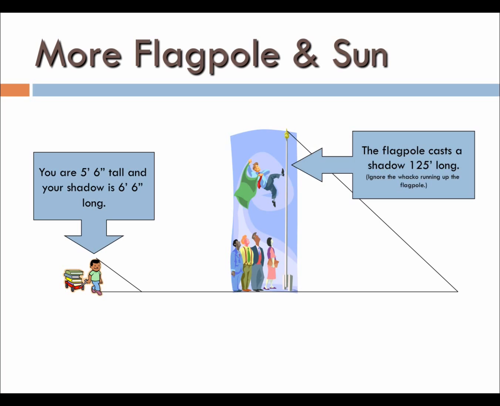We know how tall Johnny is. We know how long his shadow is. Those are easily measurable things. We can easily measure the shadow of the flagpole. Just lay a ruler out on the ground and measure the shadow. What we can't easily measure, because we don't have the ability to run up the flagpole like that guy, is the height of the flagpole, so we can use math. How are we going to find the height of the flagpole?